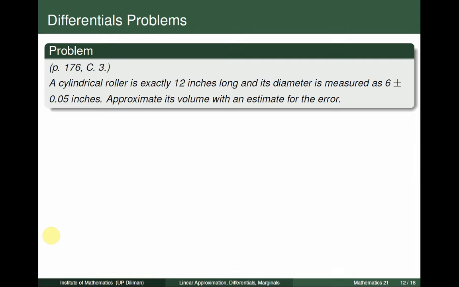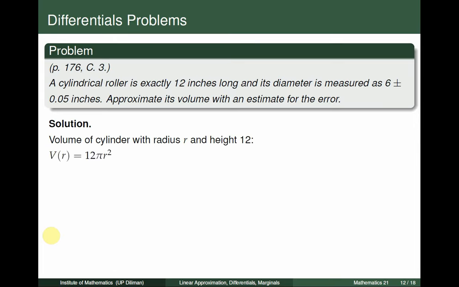Here, we want to use differentials to approximate the error first. Let's recall the formula for the volume of a cylinder with radius r and height 12. That's V of r is equal to 12 pi r squared, because the volume of a cylinder is pi r squared h and h is 12. So we now have our function. Let's take dV, the differential. dV is 24 pi r dr.